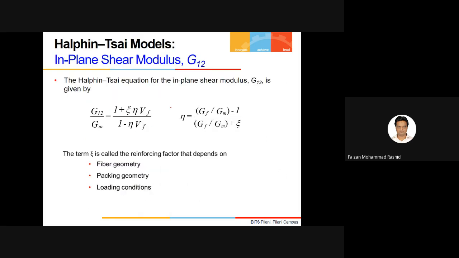And when we looked at the shear modulus part, we found that they did a similar modification here for getting the shear modulus of a composite material. So this is where Gm is the shear modulus of your matrix material, and Vf is the fiber volume fraction.